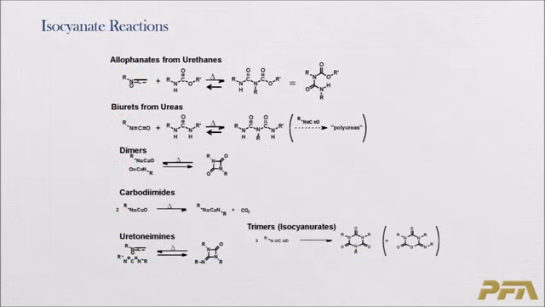Isocyanates will also undergo a number of side reactions. As I indicated, they can react with anything with an active hydrogen, so that urethane structure has an active hydrogen as well as the ureas have active hydrogens. If isocyanate reacts with the urethane, it forms what's called an allophanate. With the urea, it's called a biuret. And typically these happen more when there's excess isocyanate there. And notice that these reactions are reversible under heat.